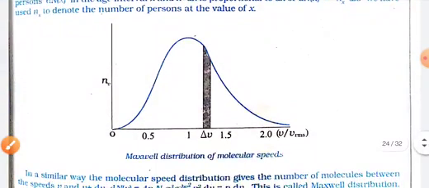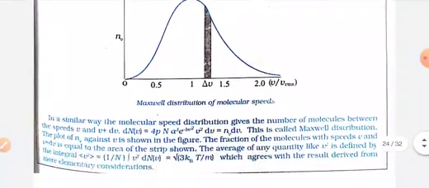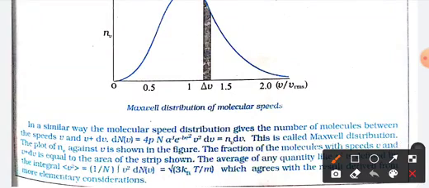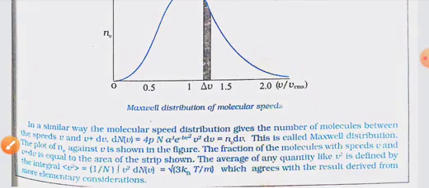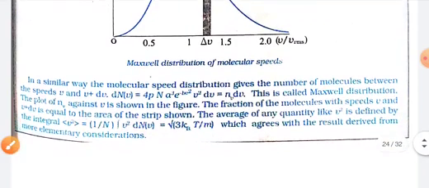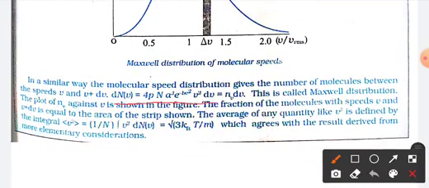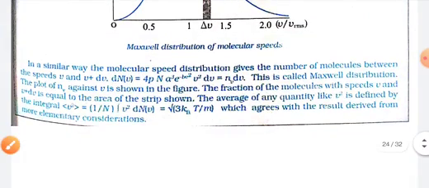And this is the Maxwell's distribution of molecular speed. In a similar way, the molecular speed distribution gives the number of molecules between the speeds v and v plus dv. The same formula is applied for the molecular distribution, and he derived this expression. dnv, the number of molecules at speed v, is equal to 4π n a cube e to the power minus bc square v square dv. That is equal to nv dv. Here nv is that constant. This is called the Maxwell's distribution.